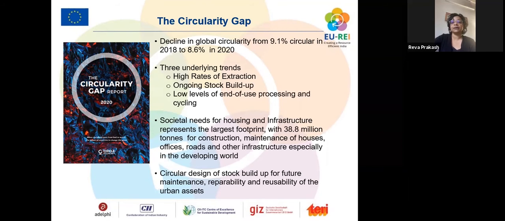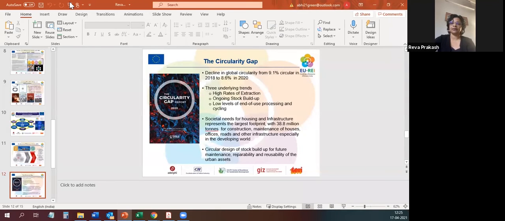It is important in future to also design our products, our processes and systems in such a way that whatever stock we are building up now for the future is amenable to maintenance, repair and reusability, because these are the key things that will contribute to circularity in future. So whatever we decide now in terms of design of our systems will also have an impact years from now. So I would like to close with that for now, and I look forward to any questions at the end of the session.